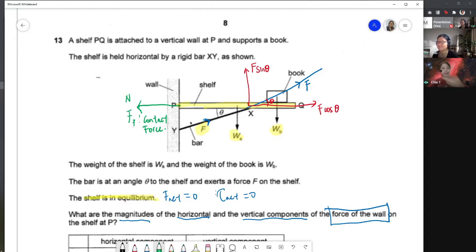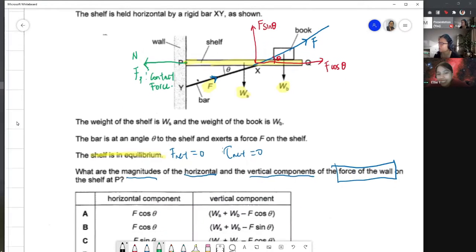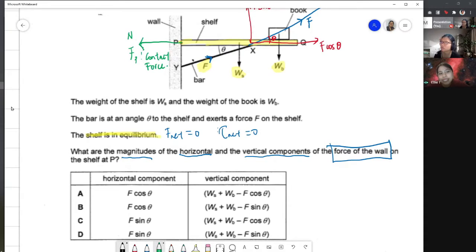Okay, so we can already find an answer. Horizontal component, the green one that you just wrote on the left, must be equal to the right component. Yes. So F cos theta must be equal to F cos theta. Okay, this one and this one is wrong.